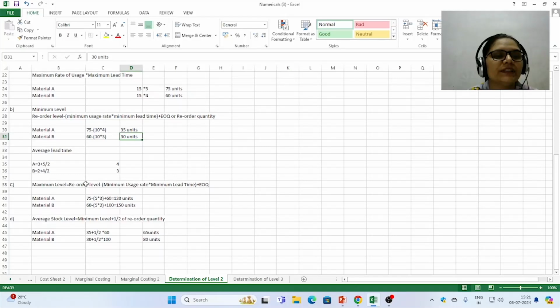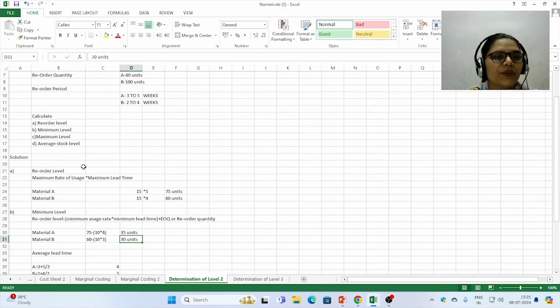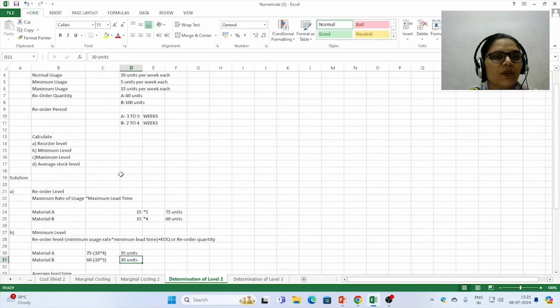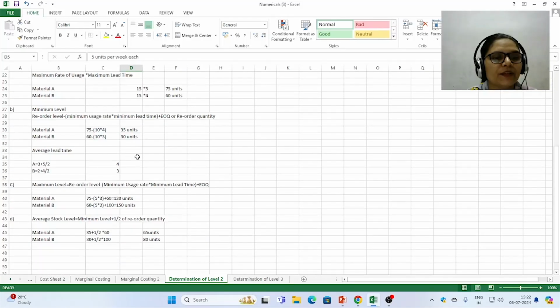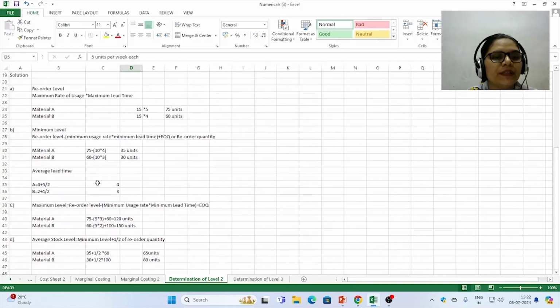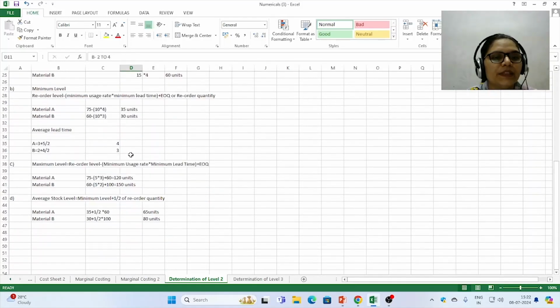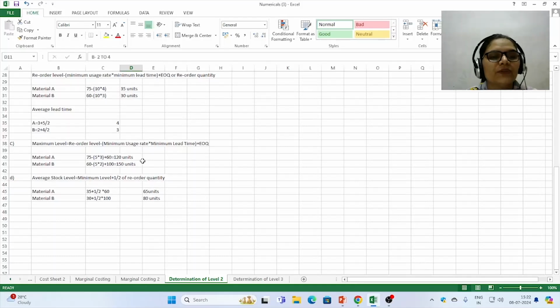Next is maximum level, which is equal to reorder level minus minimum usage rate into minimum lead time. Minimum reorder levels of 75 and 60 we have already calculated over here. The minimum usage rate, we all know, is 5 units for both A and B, into minimum lead time of 3 and 2. After inputting all these values in the formula, we will get material A maximum level 120 units, material B 150 units.